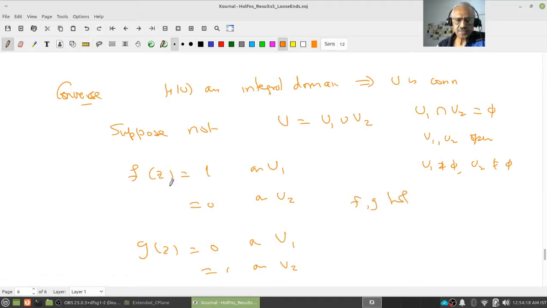because f is differentiable on U1, an open set, with derivative 0, and f is differentiable on U2 with derivative 0, because constant functions. This we had already seen when I talked about differentiability, where I proved that if the derivative is 0, then the function is locally constant. I cannot say it's a constant. It's a constant only if U is connected. At that point of time I had given an example similar to this.